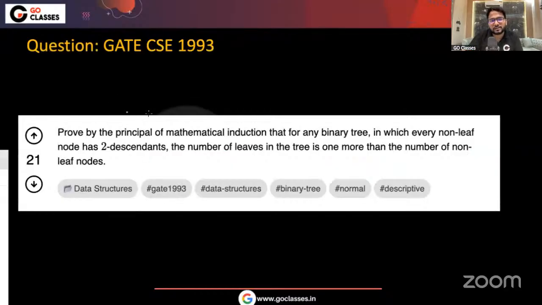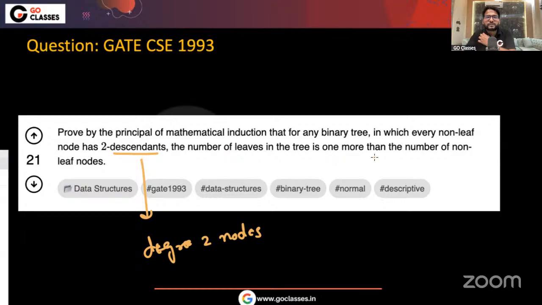Okay. So let's just see this question. What they're saying: prove by the principle of mathematical induction that for any binary tree in which every non-leaf has two descendants, so basically degree 2 nodes, the number of leaves is one more than the number of non-leaf nodes.